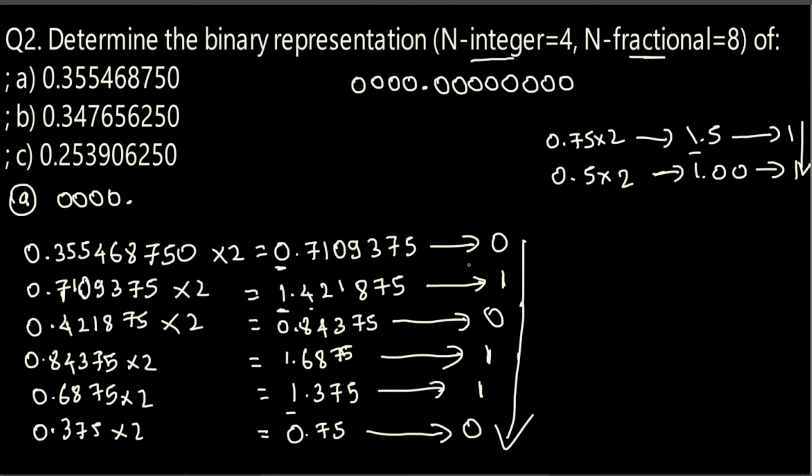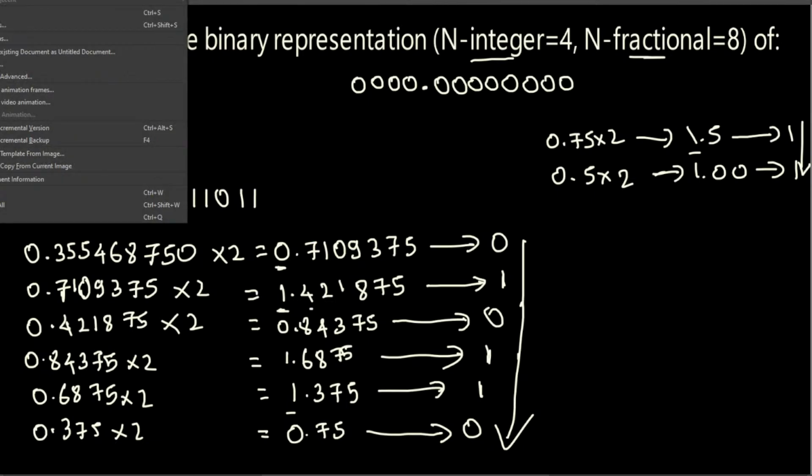So the number is 0 1 0 1 1 0 1 1. That's the 8-bit number we have. Therefore this is our final answer: 0 1 0 1 1 0 1 1. Since the answer is required to be a 4-bit integer, we put 0 for that, and 8-bit fractional, that's what we derive. Okay, that's the A part.